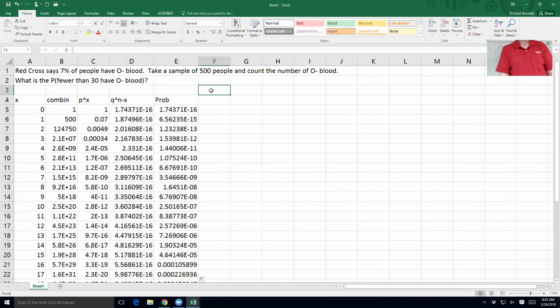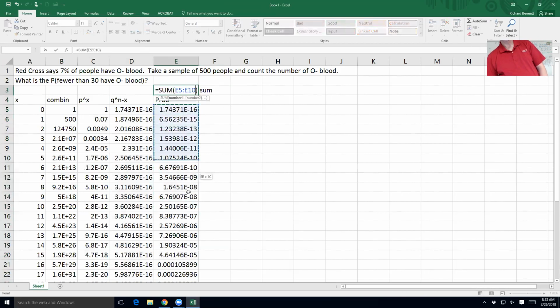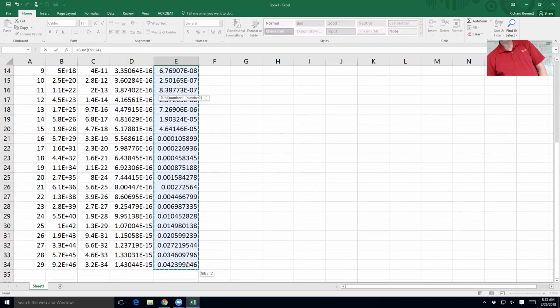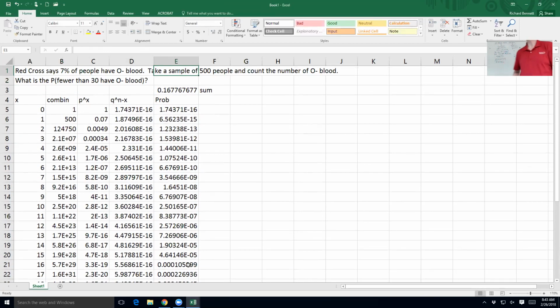And now I'm going to sum this column to find out the probability that fewer than 30, which works out to be 0.167. Now, I should throw this on the test. I make you do it without the binomial distribution command, just to be mean. Because there's only 30, and really more than 30 because you have to figure out the p to the x and the q to the n minus x. Anyway, it's ridiculous, right? There's got to be an easier way.